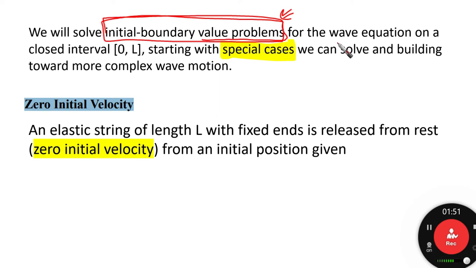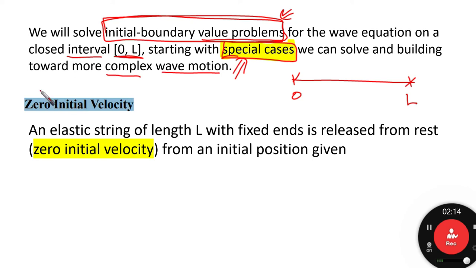For the wave equation on a closed interval, we have a closed interval from 0 to L. As we said, we are talking about a specific interval from 0 to L, starting with special cases first. So we're going to make it easy for us. We start with special cases that we can solve, building toward more complex wave motion. If we understand the zero initial velocity condition and the zero initial displacement condition, then we can build upon them and describe more complex wave motion.